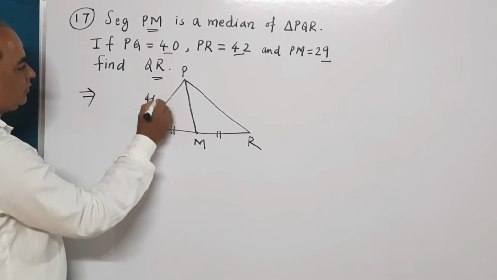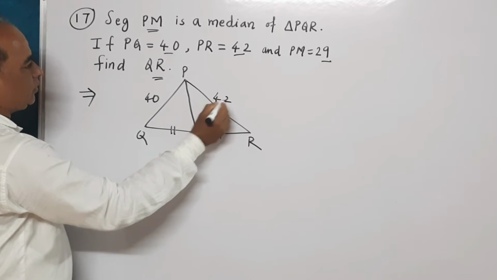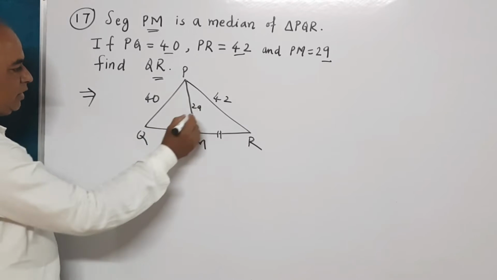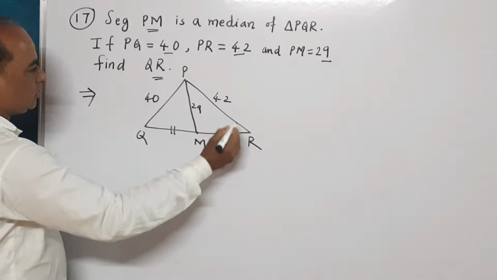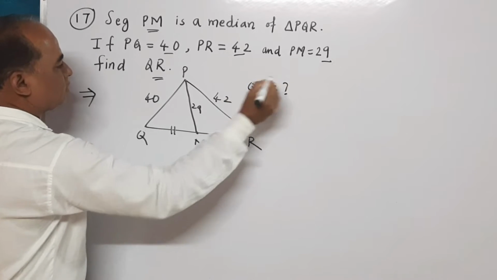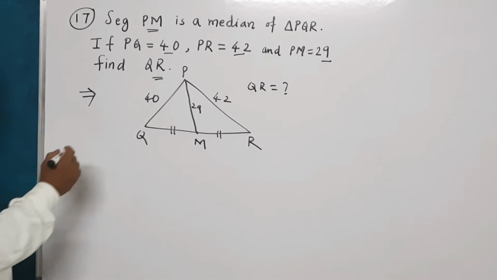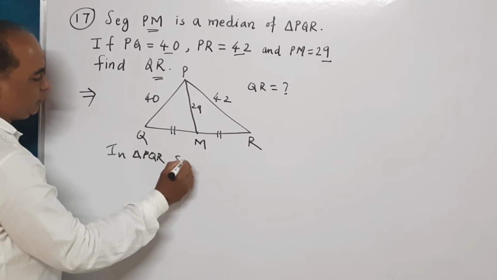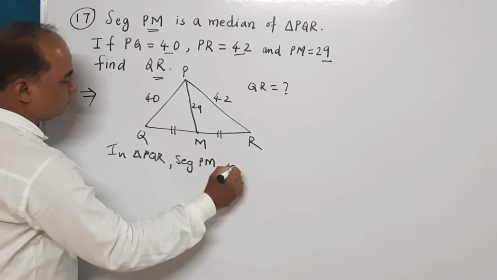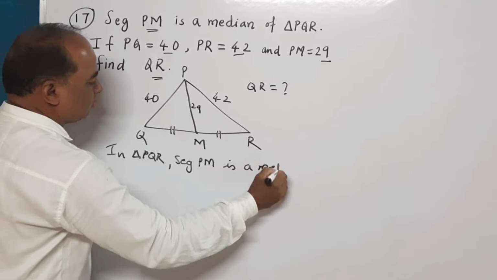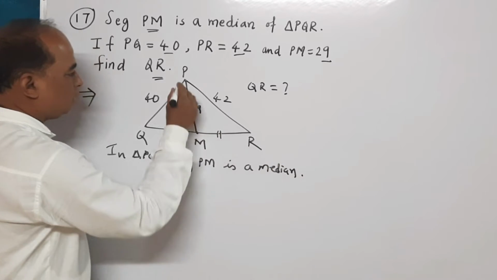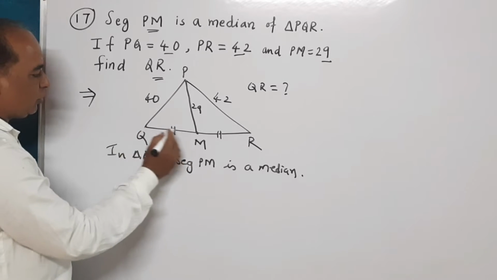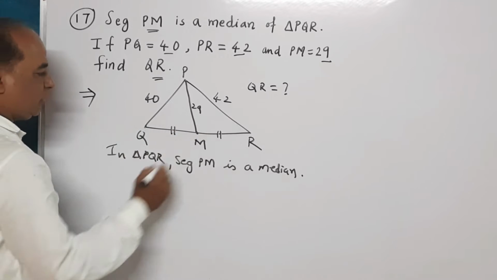PQ is equal to 40. PR is equal to 42. PM, length of the median, is given 29. Find length QR, we have to find. So first here in triangle PQR, segment PM is the median. So whenever there is a median in a triangle, we should use Apollonius Theorem. So using Apollonius Theorem, first we will find QM and then we will find QR.